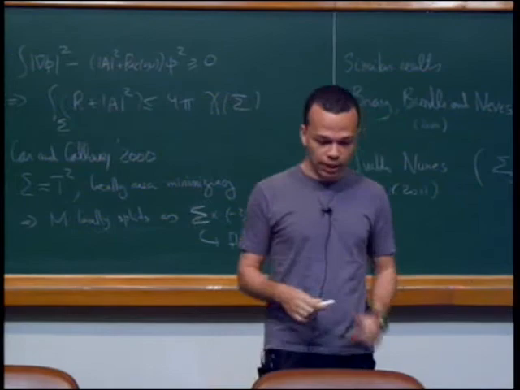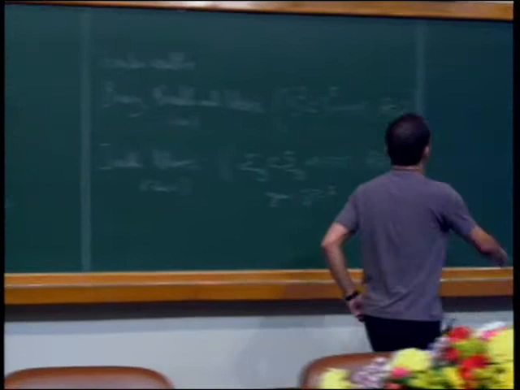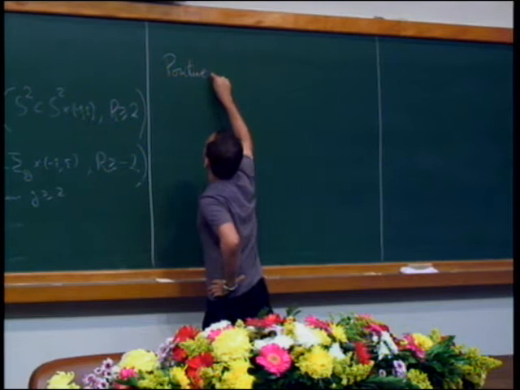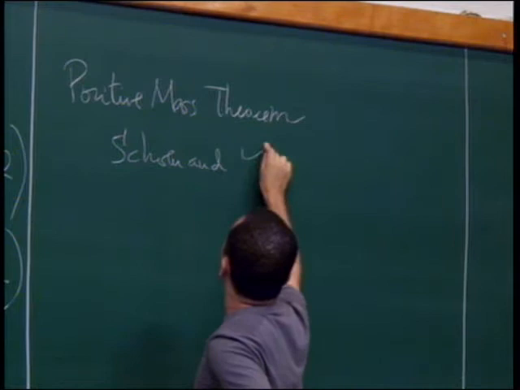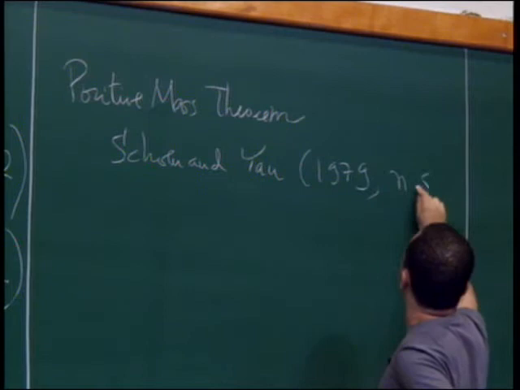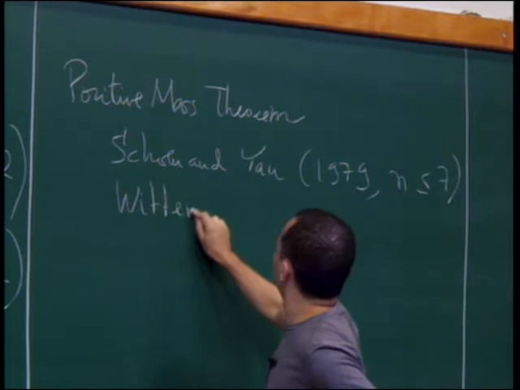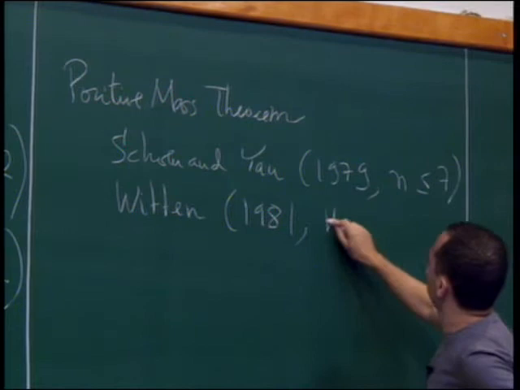So another source of motivation for this talk comes from the celebrated positive mass theorem, which was proved first by Schoen and Yau in 79 for dimensions less than or equal to 7, and later there's a spinor proof due to Witten in 1981, for any dimension but requiring the topological assumption that the manifold is spin.